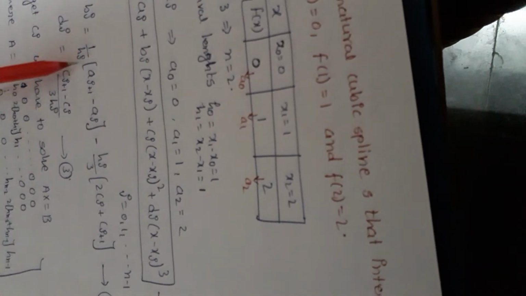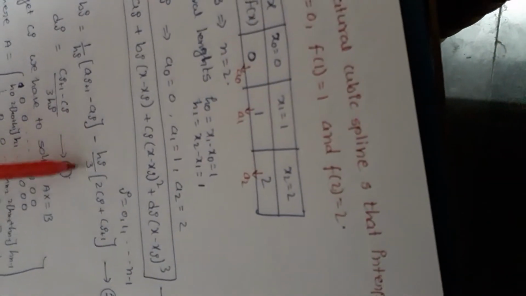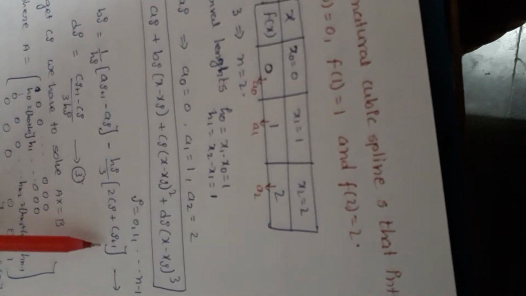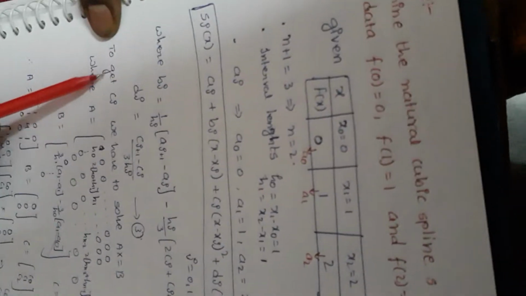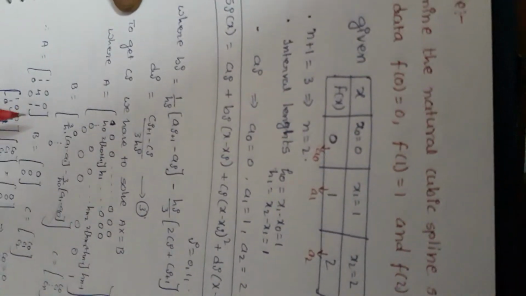According to the procedure, what is our cubic spline? Sj of x is equal to Aj plus Bj of x minus xj plus Cj of x minus xj whole square plus Dj of x minus xj whole cube, where j is equal to 0, 1 and so on up to n minus 1. So here Bj is equal to 1 by hj, Aj plus 1 minus Aj minus hj by 3, 2 Cj plus Cj plus 1. And Dj is equal to Cj plus 1 minus Cj by 3 hj. So the main task here is that we need to get the Cj values. To get Cj we have to solve Ax is equal to B.